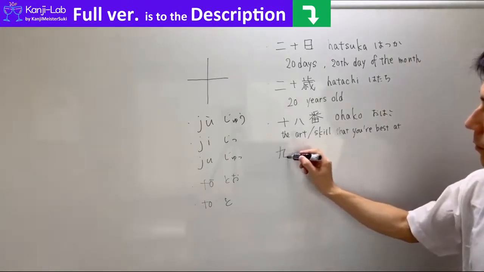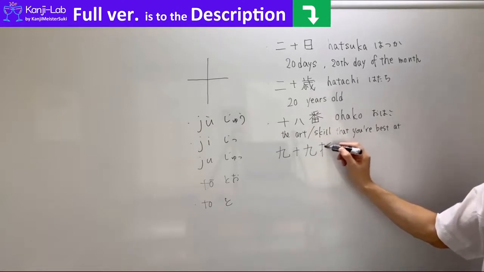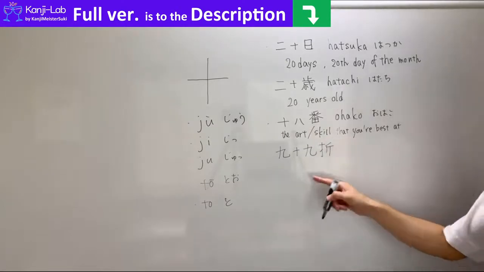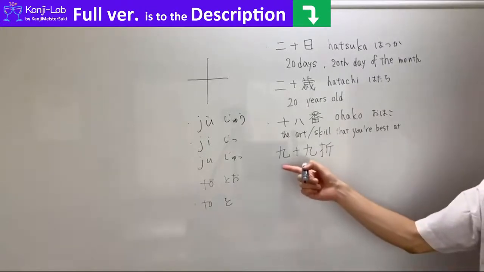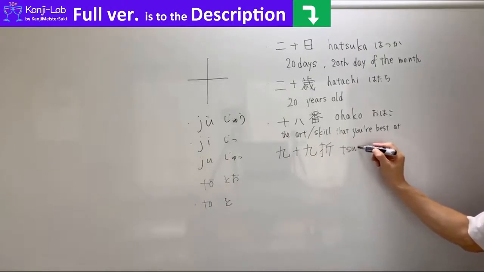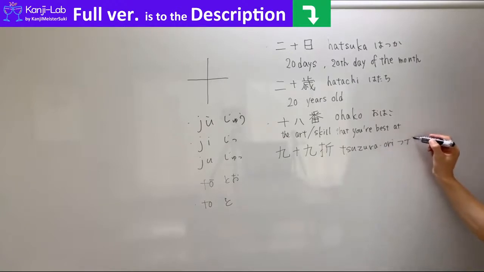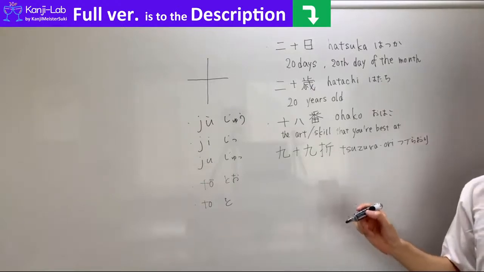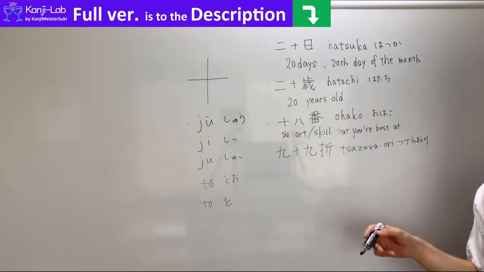Next word is, do you know this word? It is tsuzuraori. Tsuzuraori means a mountain road with many twists and turns.